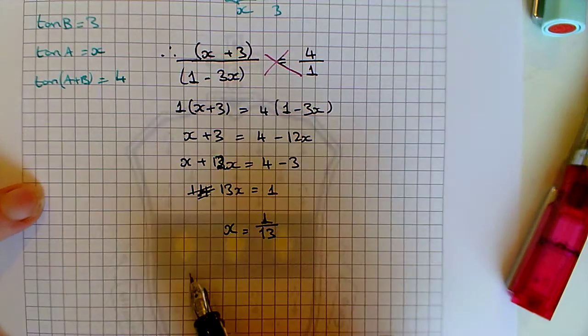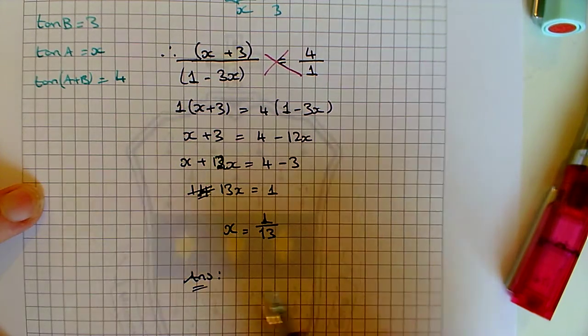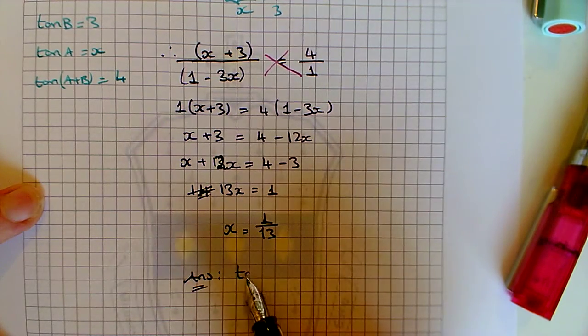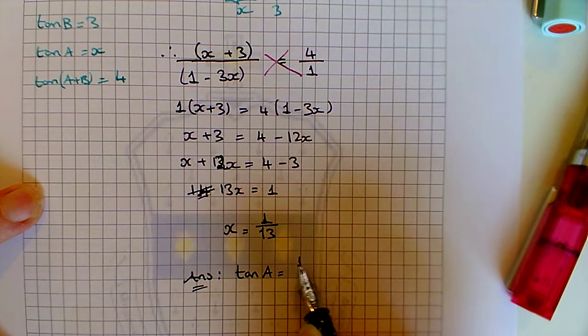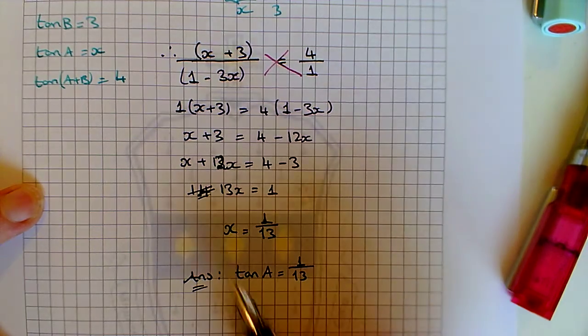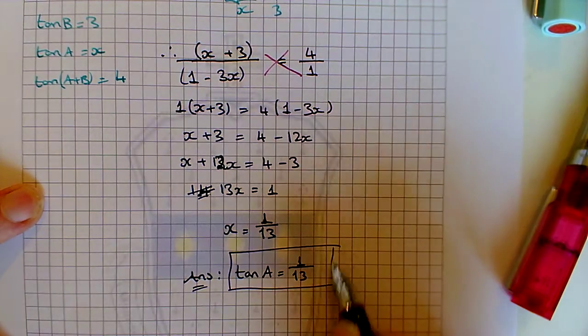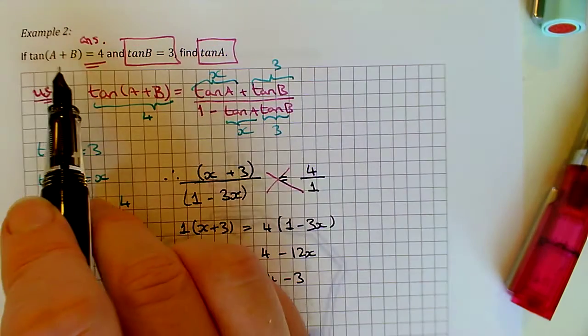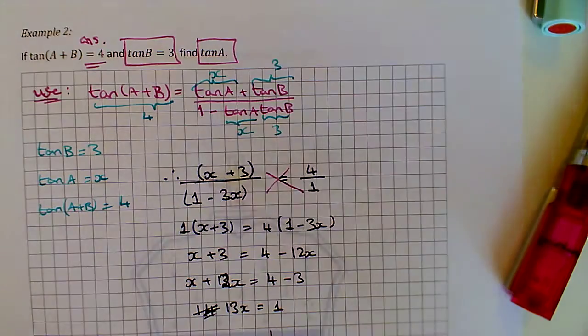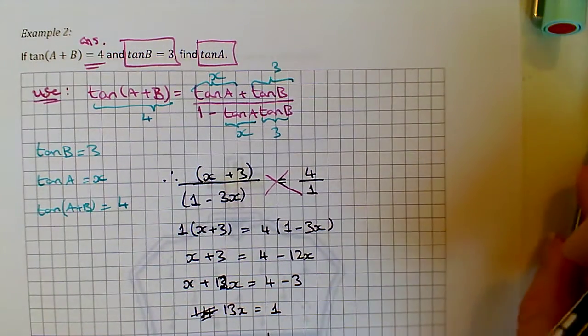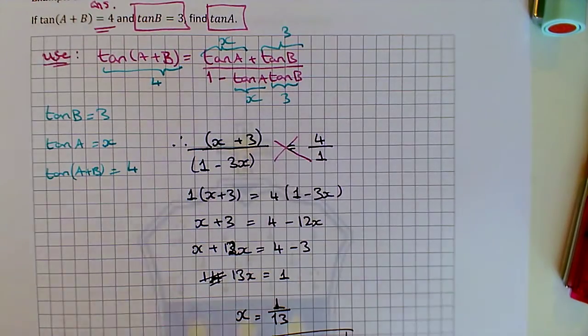So my answer here is that tan of a is equal to 1 over 13. I don't know why we left so much space for this, it didn't really need it. Okay, so figure out what formula we're using, fill in the parts, and we can work backwards from there. We're going to move on to page 79.